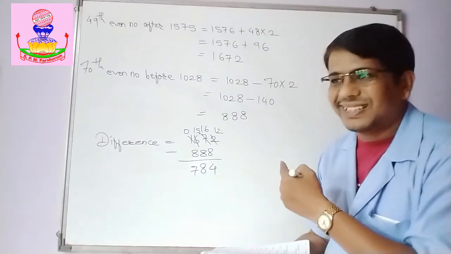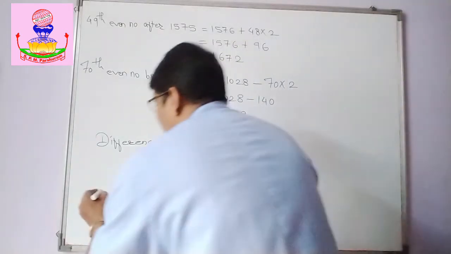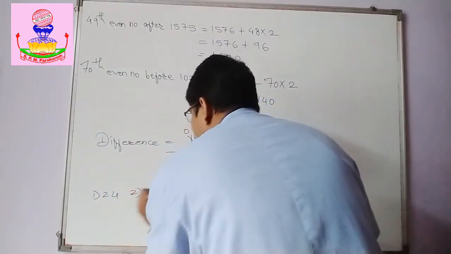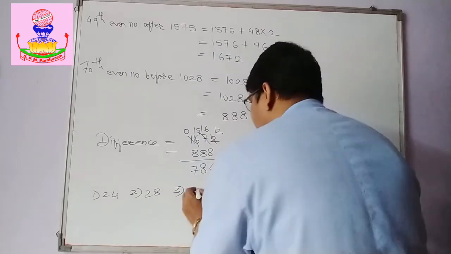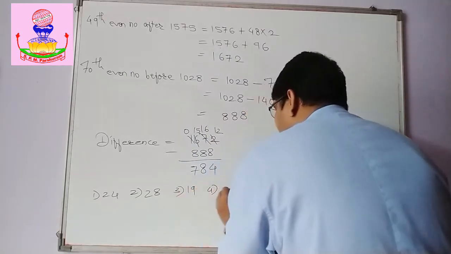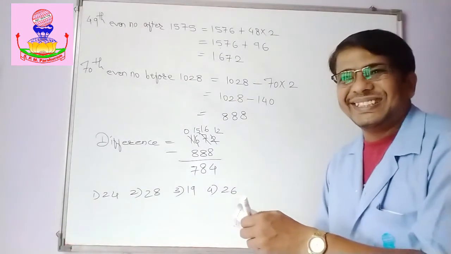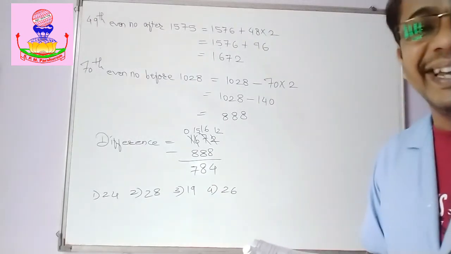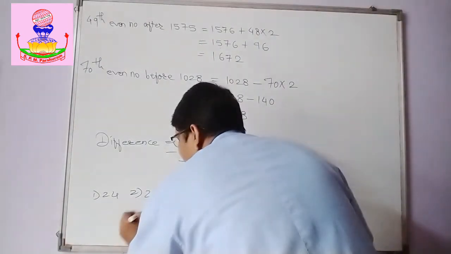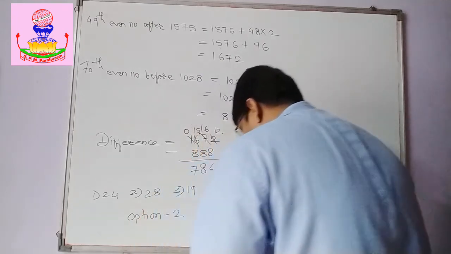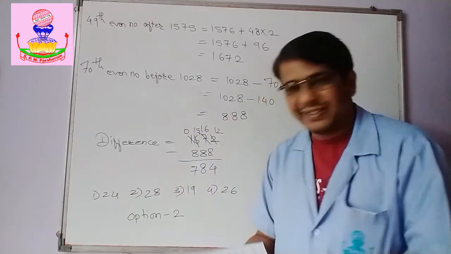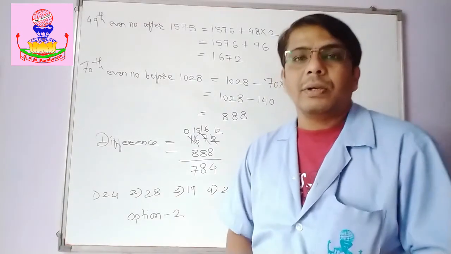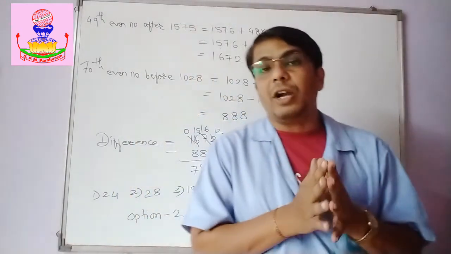Now what is the question? The square of which of the following numbers is the difference? Now the options given are 24, 28, 19 and 26. Whose square is 784? Oh yes, there you are. It is the square of 28. And so option number 2. Right, my dear friends, you are right. This was asked in 2018. Okay.